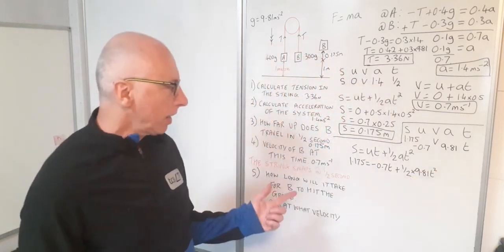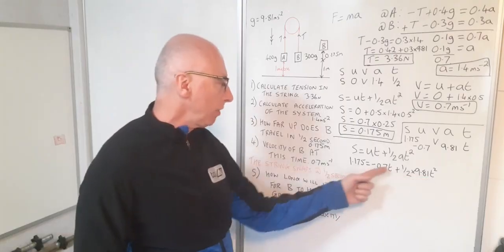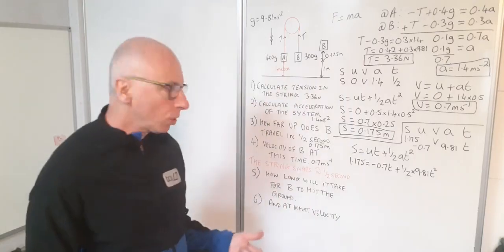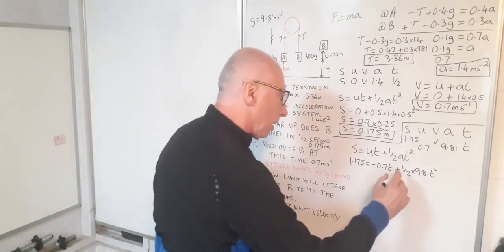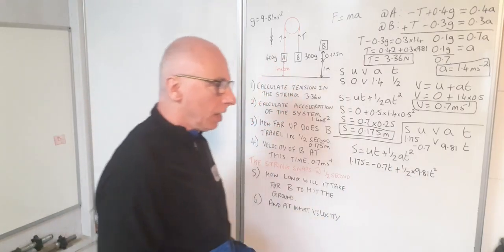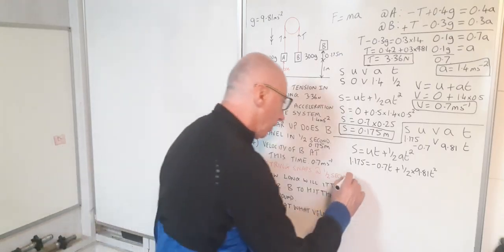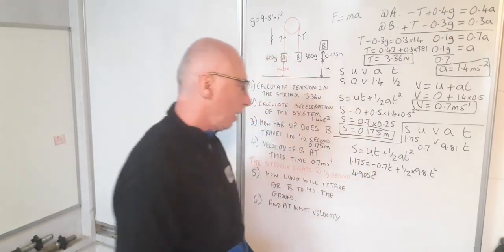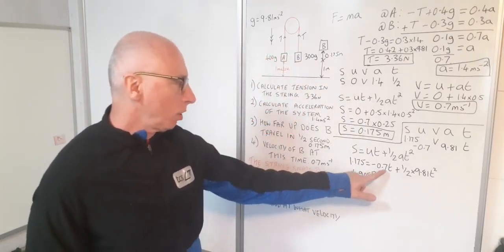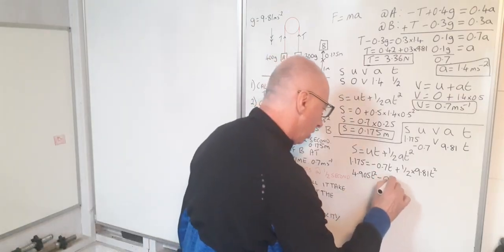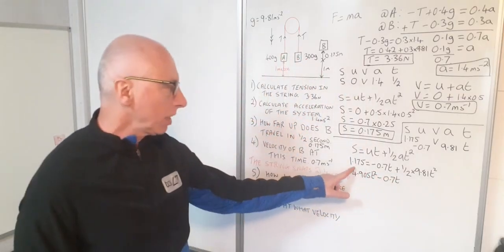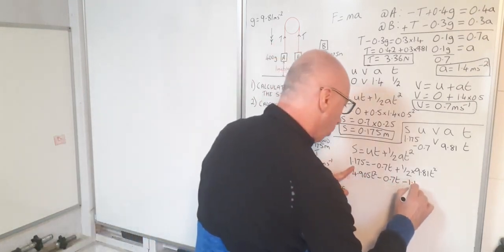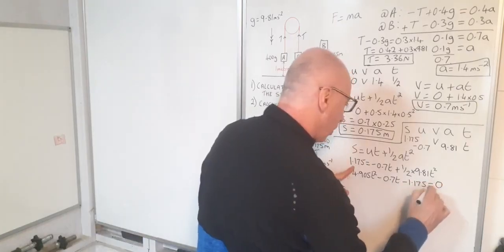Okay, so let's get this into quadratic form, bring everything onto one side and set it equal to 0, and then we can solve for T. And of course we'll get two solutions as it's quadratic. So half of 9.81 will become 4.905, and that's T squared. And then we've got minus 0.7T. And then if we bring this over to this side, that will also be negative. So minus 1.175, and that equals 0.